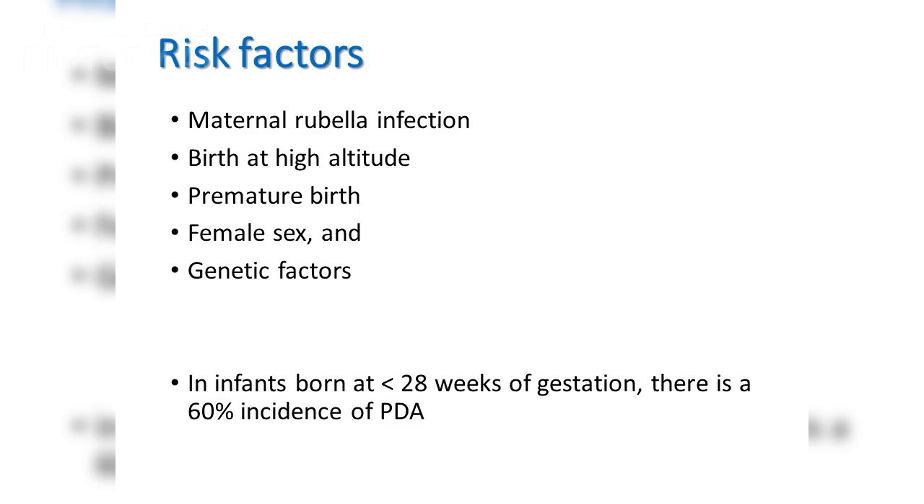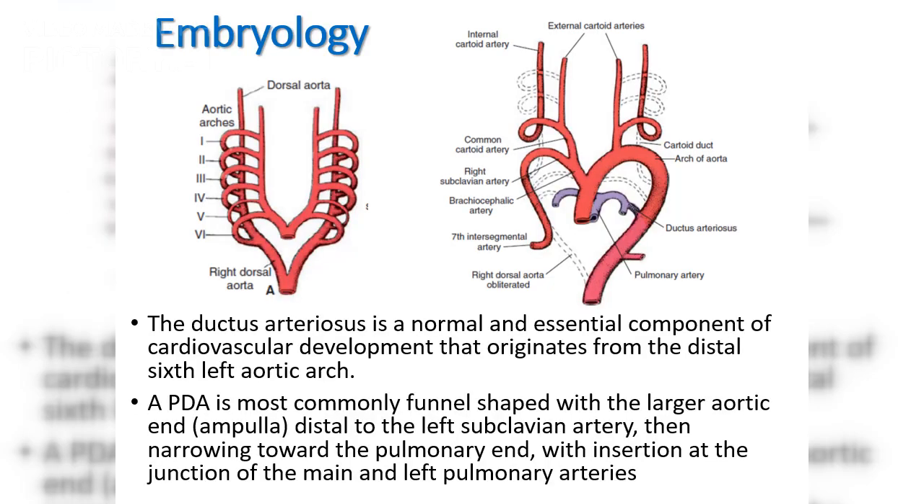Risk factors for PDA include maternal rubella infection, high-altitude birth, premature birth, female sex, and genetic factors. The incidence is higher in infants born before 28 weeks of gestation. The ductus arteriosus is a vital part of cardiovascular development, originating from the distal 6th left aortic arch. It typically narrows and inserts at the junction of the main and left pulmonary arteries.